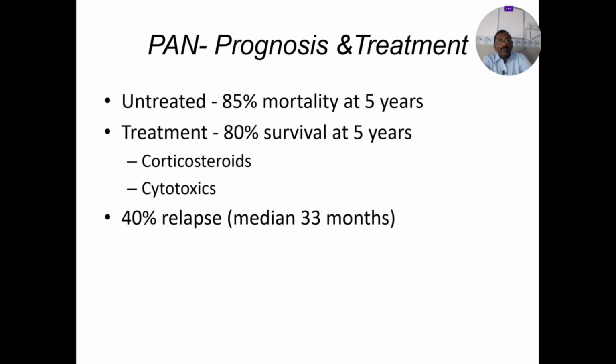Untreated, what will happen? 85% mortality at 5 years. And with treatment, 80% survival at 5 years. Nowadays, even 95% survival at 5 years because of very good molecules in our hands, like the biologicals also. So steroids, we have to give in PAN and also have to use the cytotoxic drugs.